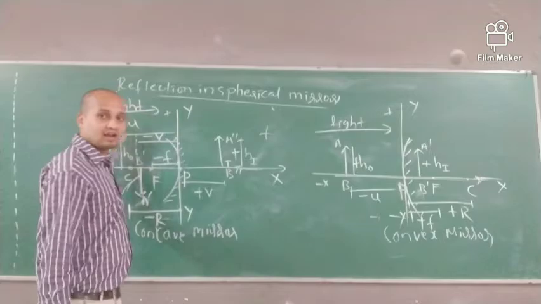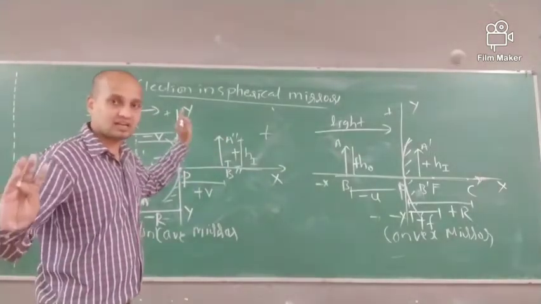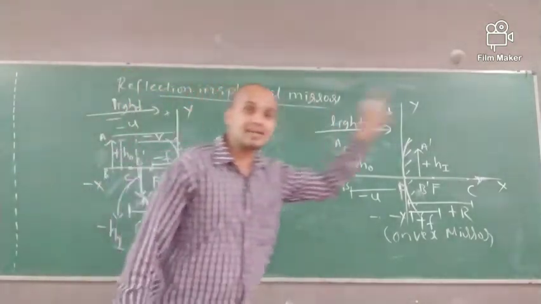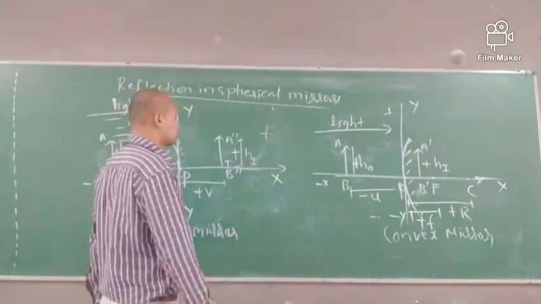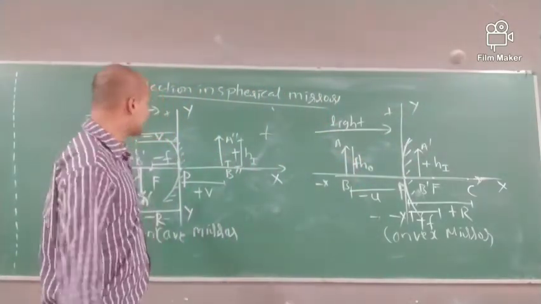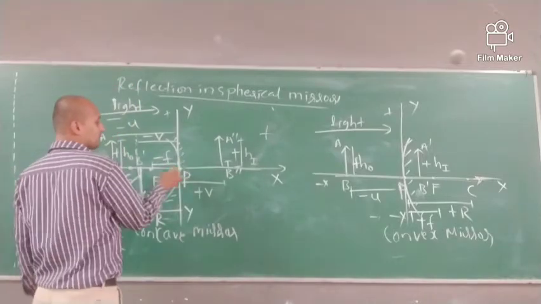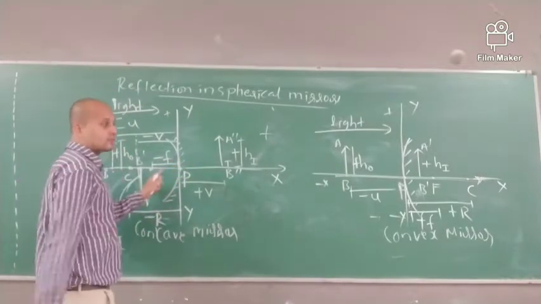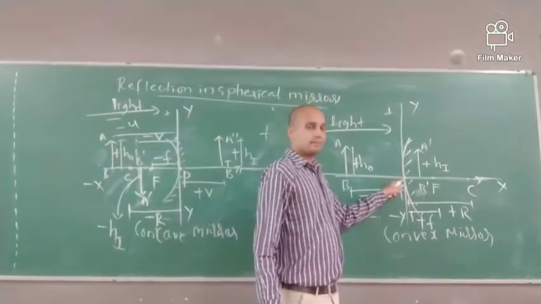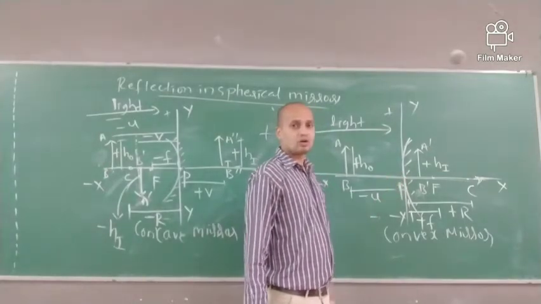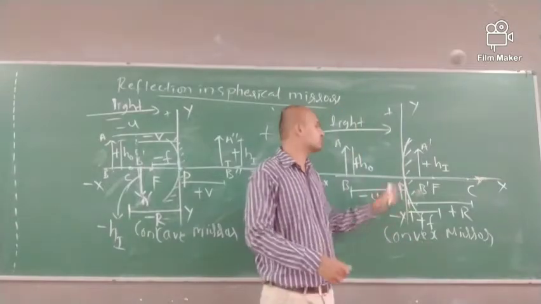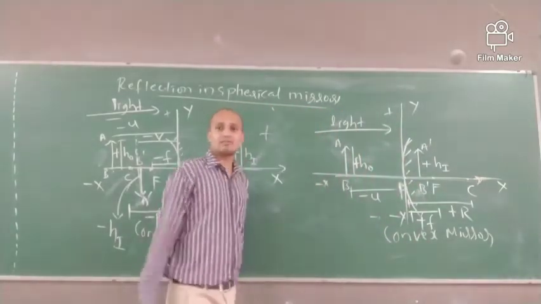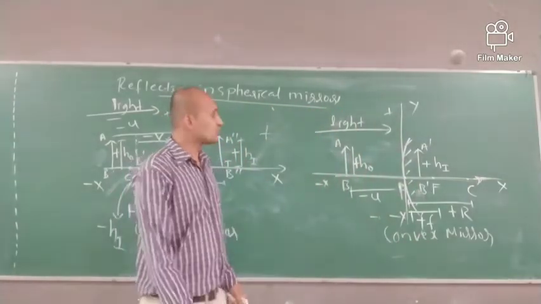Light is coming from the left side to the right side. That is the general standard sign convention. So whichever direction light is entering, that side we will consider as a positive value most of the time. This is a convention. Second, the pole we will consider as the origin. Right side whatever you measure we will take as a positive distance. Left side whatever you measure we will consider as a negative distance.